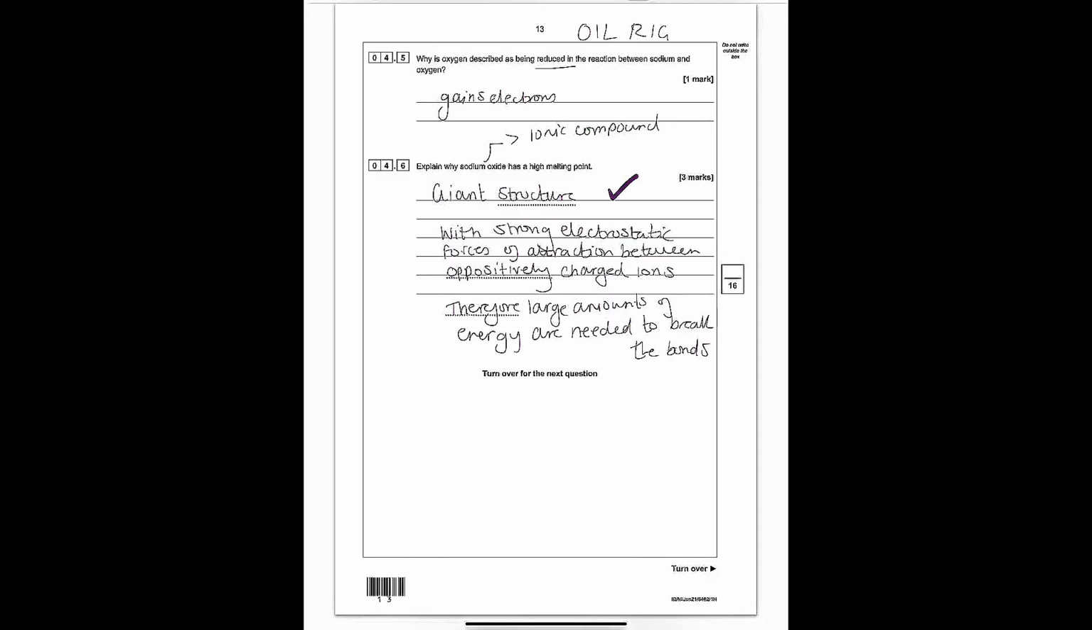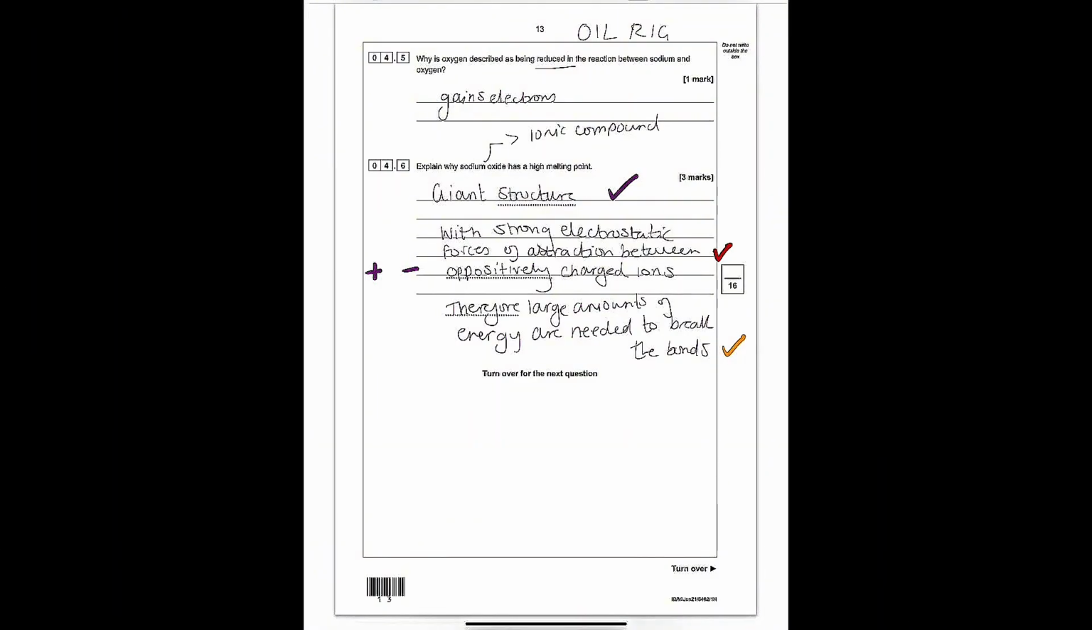Giant structure, and it has very strong electrostatic forces of attraction between oppositely charged ions, which is between the positive and the negative. That's what we mean by electrostatic forces of attraction. It's very important for you to mention this point as well to qualify for the 2nd mark. Therefore, large amounts of energy are needed to break all the bonds, and that over here is going to get you the 3rd mark. And this is my model answer of why sodium oxide has a high melting point.